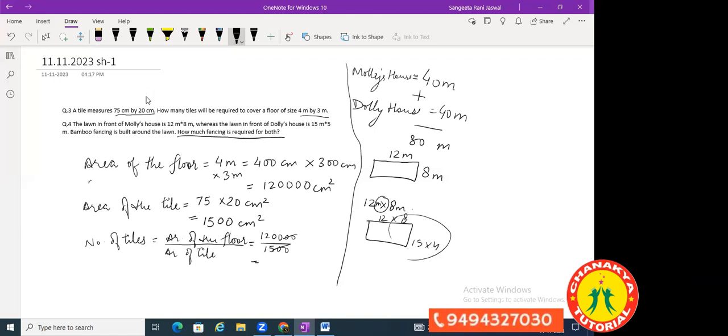I should have given it to you in another format. Actually, this was given the same in the question, so I gave it like this. But the sense should be taken as 12 meters by 8 meters. That means 12 meters is the length, 8 meters is the breadth. And here also 15 meters is the length and 5 meters is the breadth. I should have changed this to length and breadth.